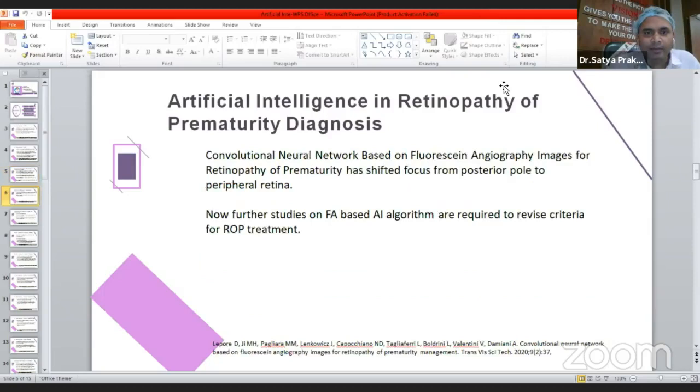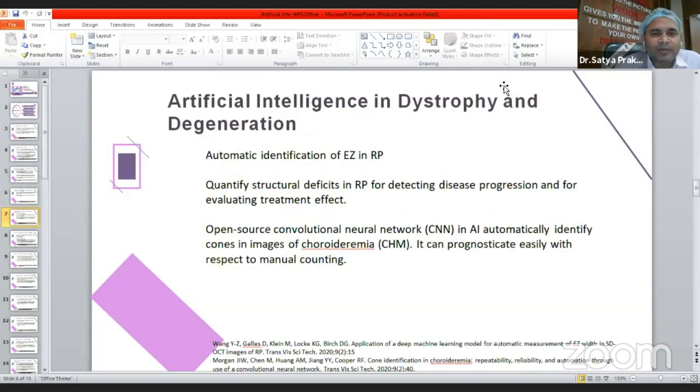Artificial intelligence in ROP diagnosis has actually a convolutional neural network based on wide-field fluorescein angiography for ROP, that is, RetCam-based fluorescein angiography has shifted focus from the posterior pole to the peripheral retina. Currently also we are having good RetCam which scans the periphery, and we can do fluorescein angiogram as well. So now further studies and FA-based AI algorithms are required to revise the criteria of ROP treatment.